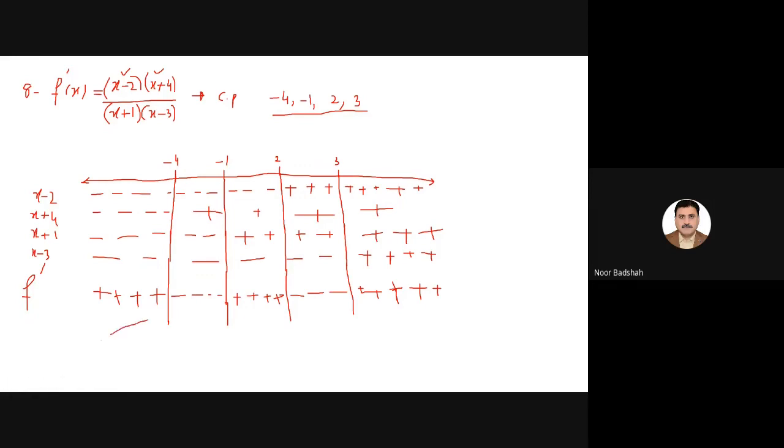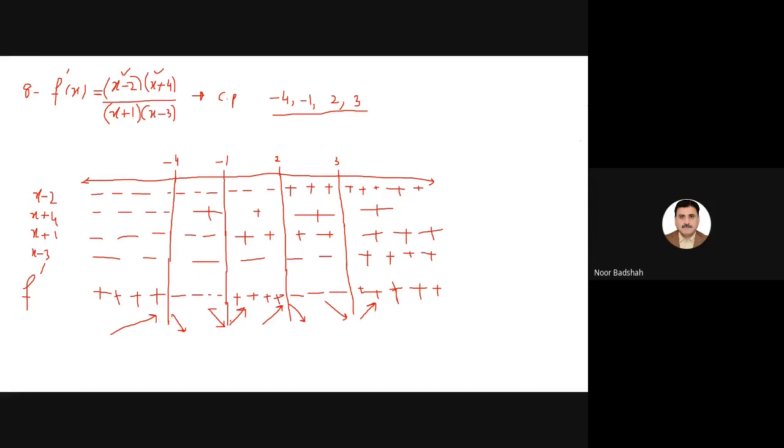the function is increasing, decreasing, decreasing, increasing, increasing, decreasing, and so on. What are the intervals where the function is increasing? That is x less than minus 4, x between minus 1 and 2, and x greater than 3.